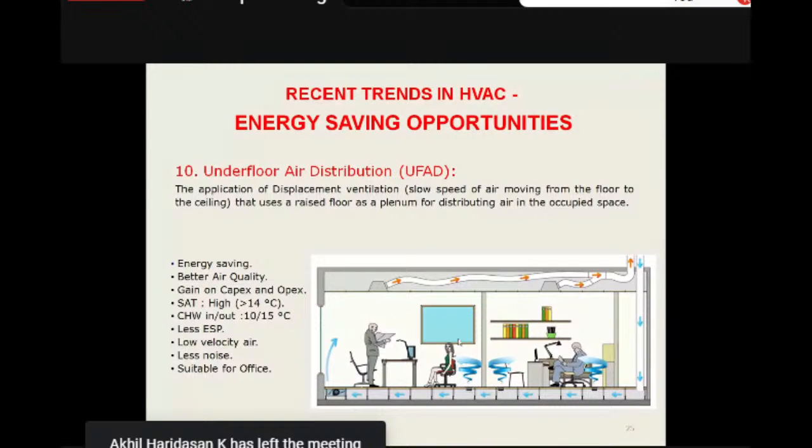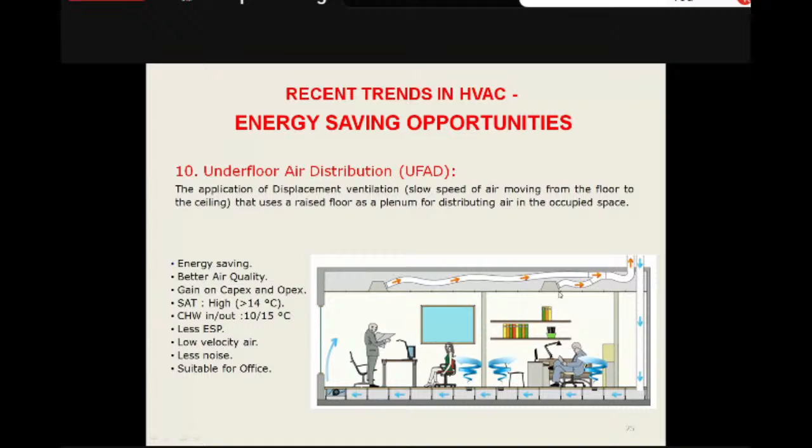Air will come out from the bottom, and there is a return air arrangement. It picks the heat up from the people, PCs, whatever the equipment is. The entire space is cooled by the incoming air from the underfloor, and it picks the heat up and enters the return air duct path. So this is the arrangement.